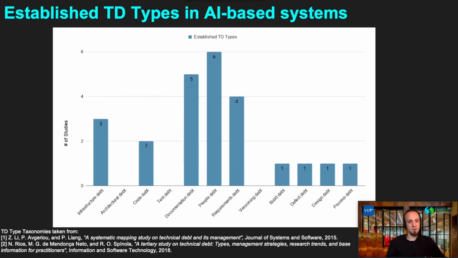First of all, we have a look at the established technical debt types. So the technical debt types which do not showcase differences in AI-based systems if compared to non-AI-based systems. And here we see the most recurrent technical debt type is people debt, followed by documentation debt and requirements debt. Interestingly, architectural debt, test debt, and versioning debt do not appear at all in their established form in our findings.